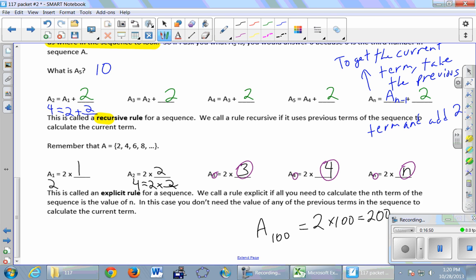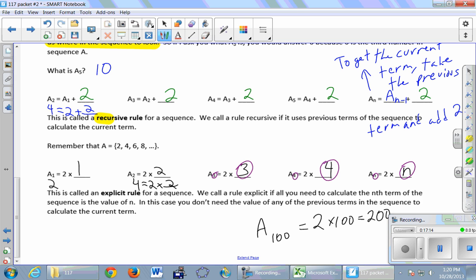But to use the previous rule, in order to get the 100th number in the list, what do you need to know first? You need the number before. You need to know the 99th number in the list. But in order to use that rule, how would you get the 99th number in the list? You'd need to know the 98th number in the list. You'd need to know all the numbers up until the 100th one.